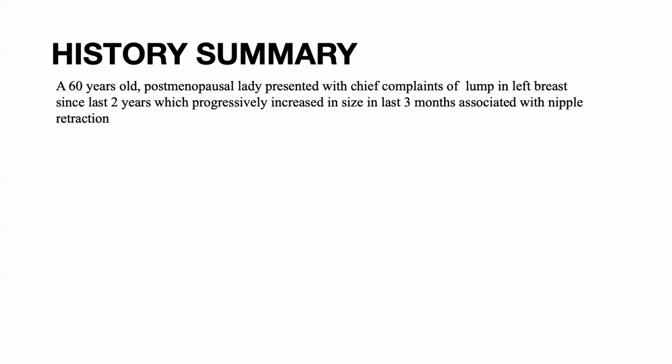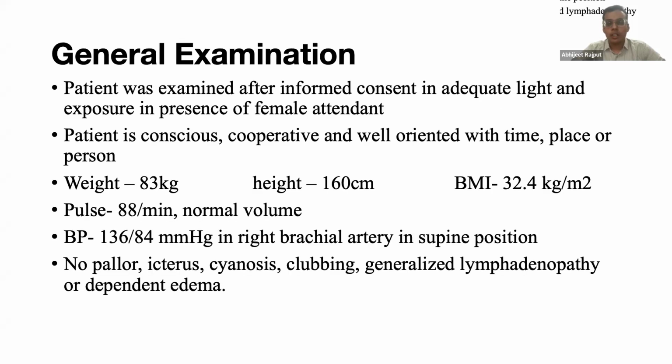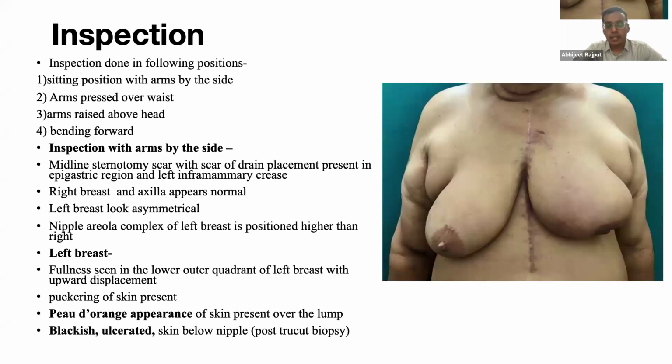Examination. On general examination, the patient was examined after informed consent in adequate daylight exposure in the presence of a female attendant. Patient on examination is conscious, cooperative, well oriented to time, place, and person. Patient's weight is 83 kgs. Height is 160 centimeters with a BMI of 32.4 kilograms per meter square. Patient's pulse is 88 beats per minute, normal in volume. Blood pressure is normal, 136 by 84 millimeters of mercury in the right brachial artery in supine position. Patient has no pallor, icterus, cyanosis, clubbing, generalized lymphadenopathy, or any dependent edema.